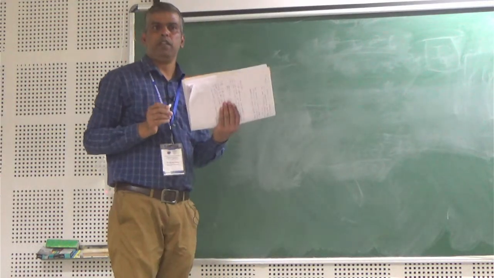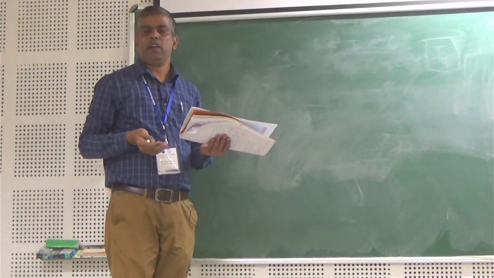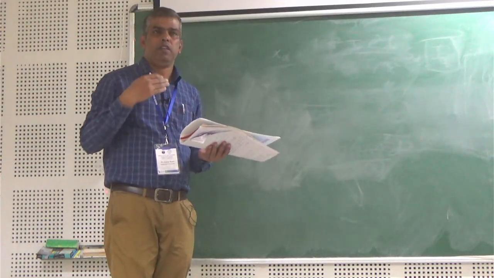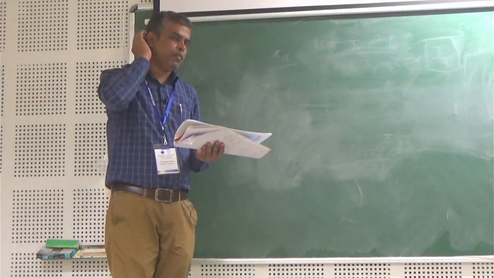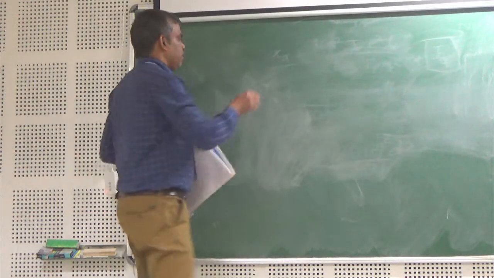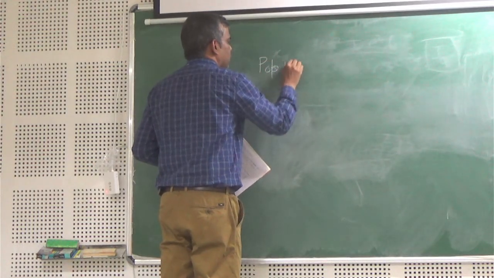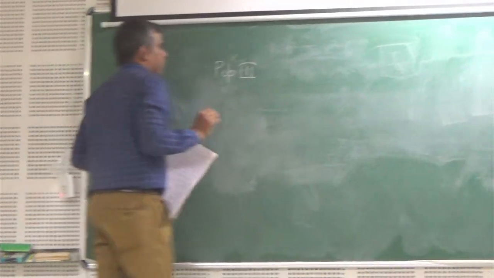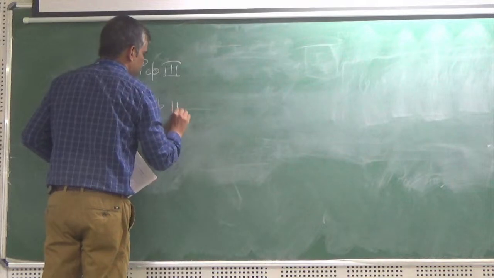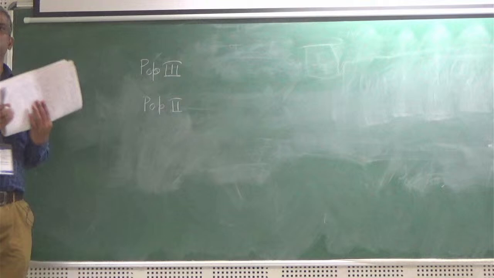By sources we mean stars. Stars are the ones which are emitting photons and ionizing H1. Also, they are heating up the intergalactic medium and are also responsible for the Lyman-alpha background. So there can be different types of sources. Let me write two of them: Pop 2 and Pop 3. So that is population 3 stars and population 2 stars.